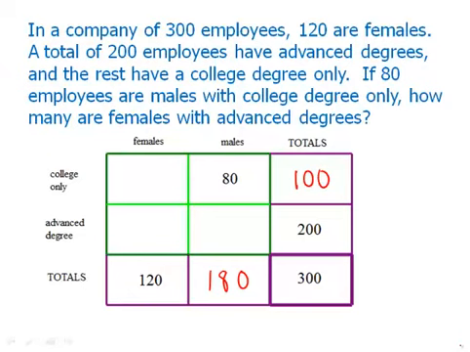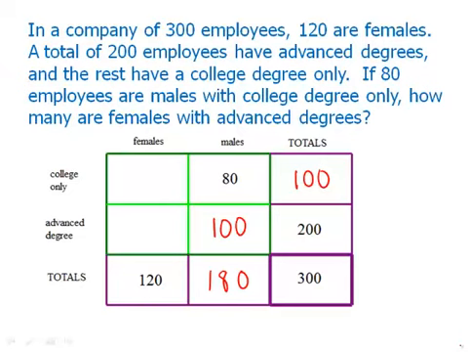Now look down the male row. We have 80 plus blank equals 180. So what has to go in that blank? Obviously 100. There must be 100 males with advanced degrees, so that 80 plus 100 equals 180.